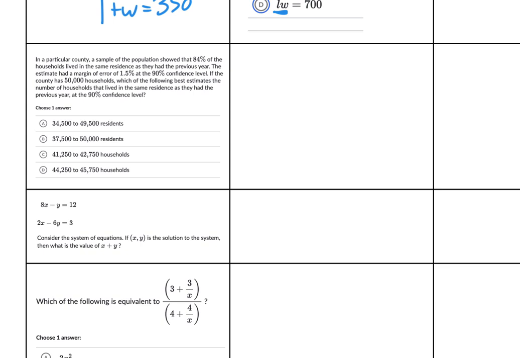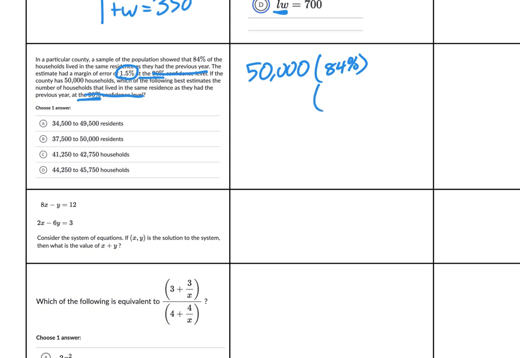In a particular city, a sample of the population showed that 84% of households lived in the same residence as they had the previous year. The estimate had a margin of error of 1.5% at the 90% confidence level. If the county has 50,000 households, which of the following best estimates the number of households that lived in the same residence as they had the previous year at the 90% confidence level? Because we're talking about the same confidence level, we can just kind of ignore that. So what I need to do is figure out what 84% of 50,000 is.